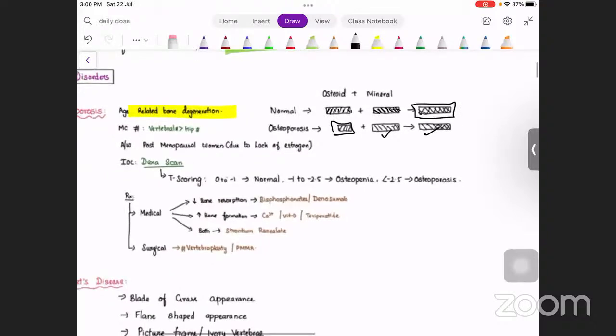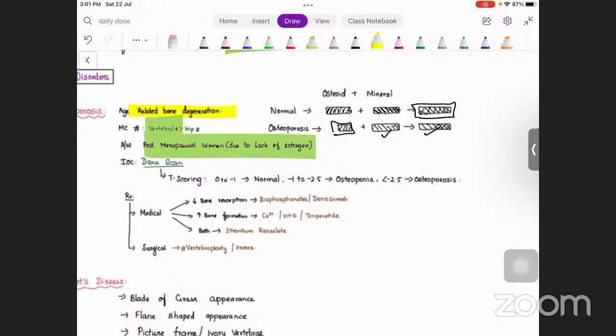The most common fracture associated with osteoporosis is the vertebral fracture. It is most commonly seen in postmenopausal women due to the lack of estrogen, which we studied yesterday. It will activate the protein, and that protein will activate the RANK ligand. RANK ligand will convert the pre-osteoclast to osteoclast, and osteoclast will in turn produce the net effect of bone degeneration.